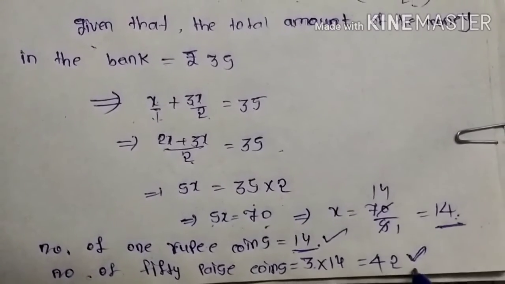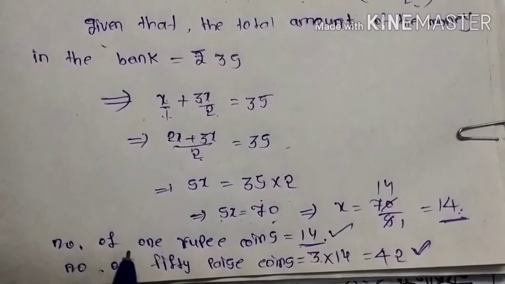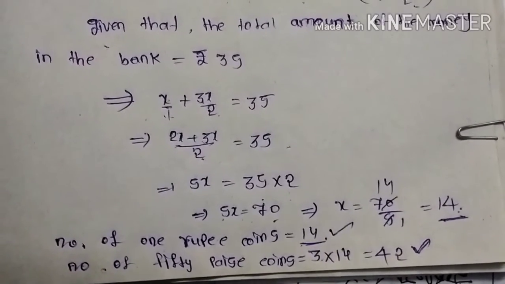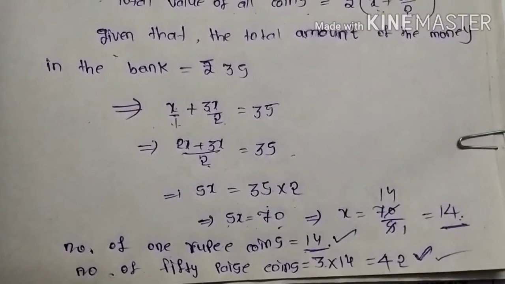In that question they are asking just to find the number of 1 rupee coins and 50 paisa coins. That means your answer is how much? 14 comma 42 is your answer respectively.